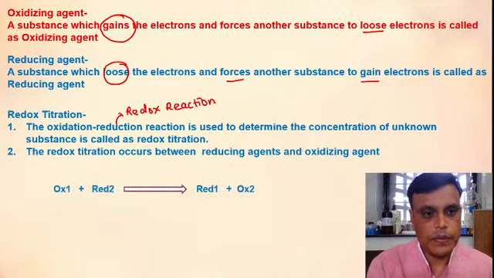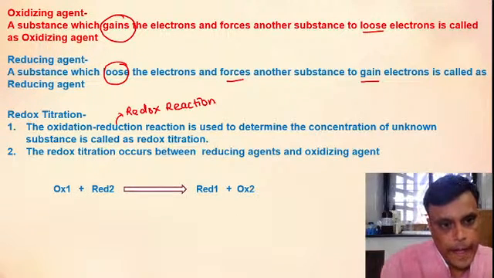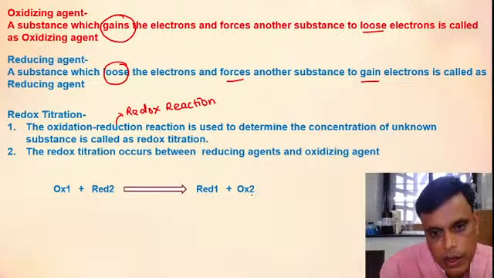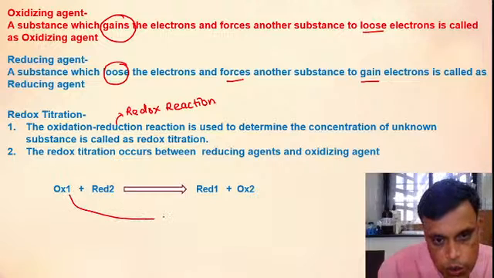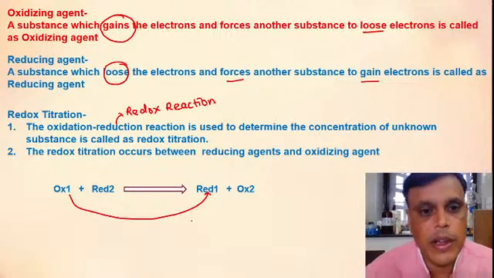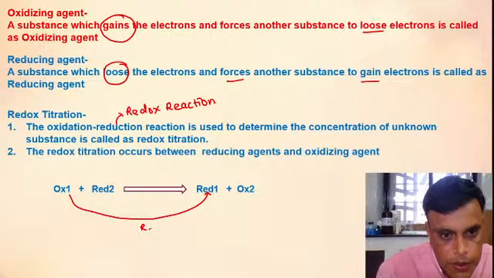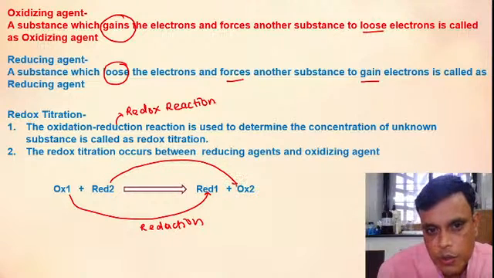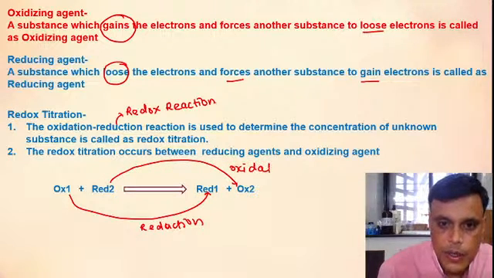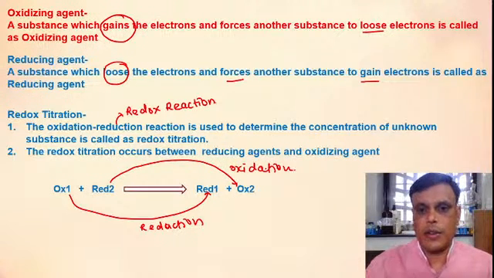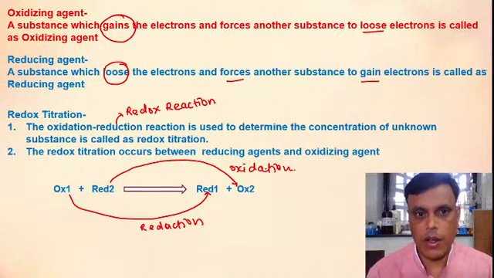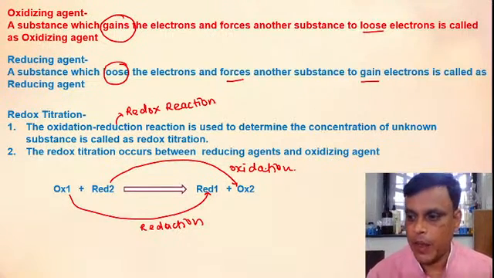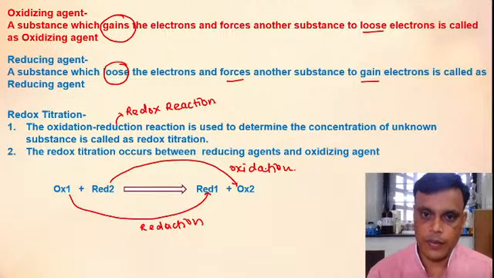For example, if you see here Ox1 is there, Red2 is there, it will give you Red1 and Ox2. So here Ox1 will get reduced to Red1, so here reduction takes place, and this Red2 will get oxidized to Ox2, so here oxidation takes place. So this is the redox titration. For example, K2Cr2O7, KMnO4, all these are used as oxidizing agents in redox titration. ठीक है? If you have understood this, then we will stop here.